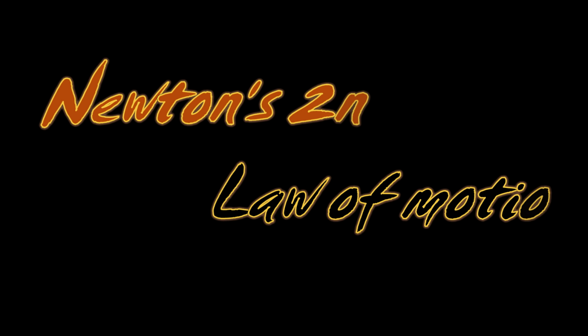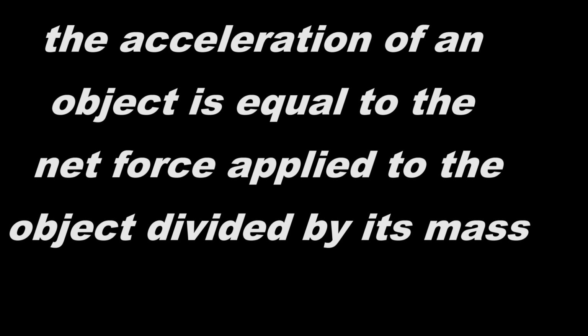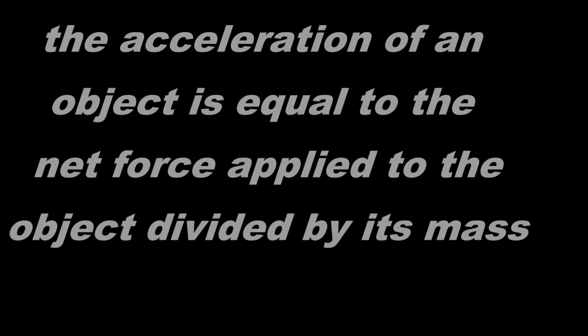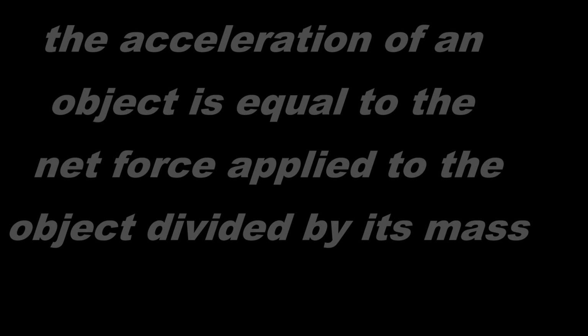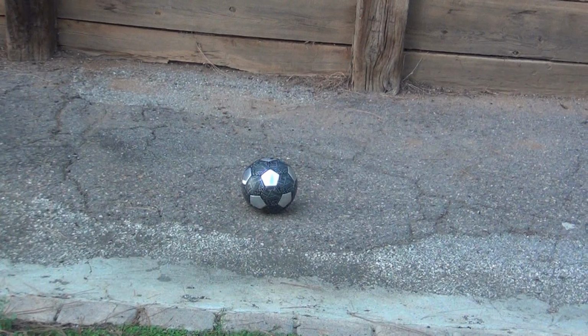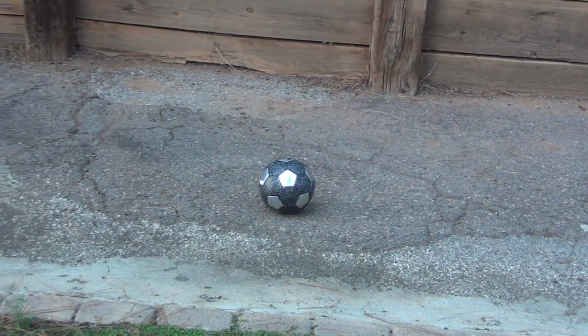Newton's second law of motion. Newton's second law of motion states that the acceleration of the object is equal to the net force applied to the object divided by the object's mass. For example, if I were to hit the soccer ball with a net force of 200, its mass being 15, it would go at about 13.3 miles an hour.